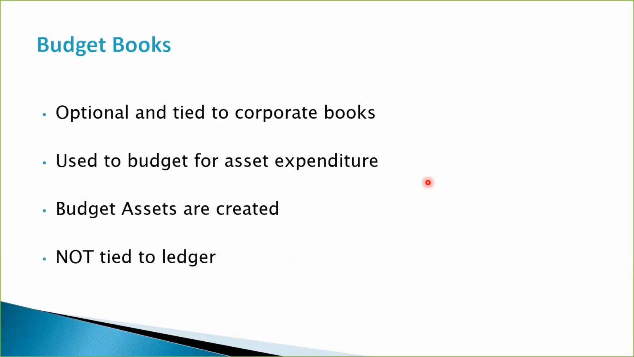Okay, so basically capital budgeting. You want to plan how much you'll spend for your asset acquisitions, or you're going to spend to purchase these assets. So you create a budget book. Unlike the tax books, you don't copy assets from your corporate books. You create budget assets in your budget books, all right? And budget books do not send any entries to your ledger, so they are not tied to your ledger. However, they are tied to your corporate book.